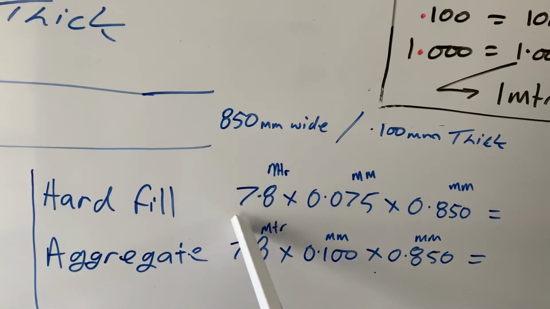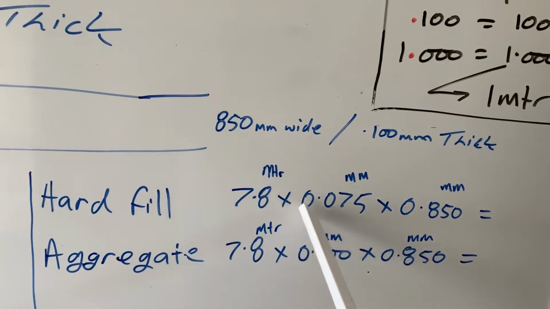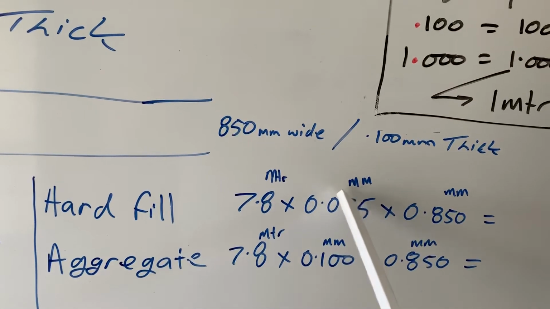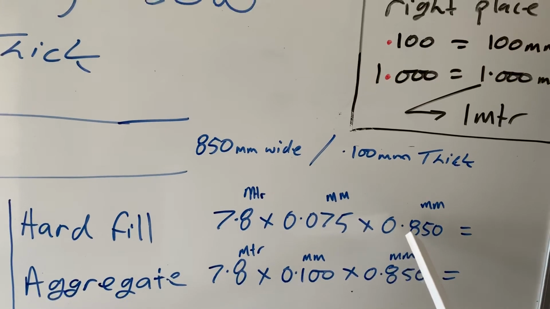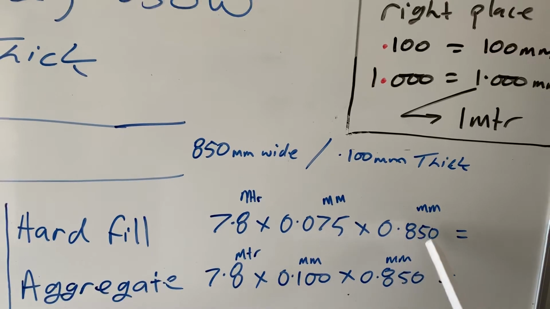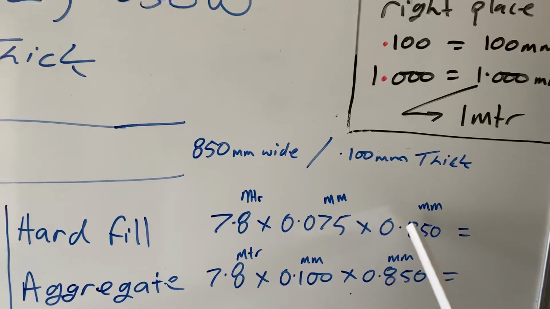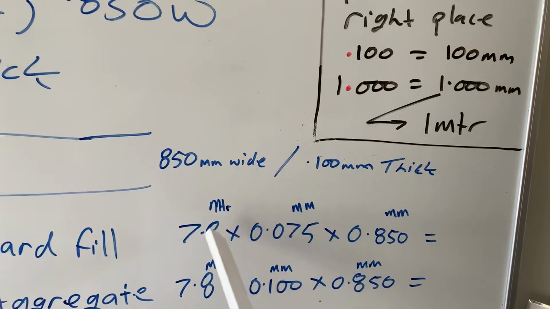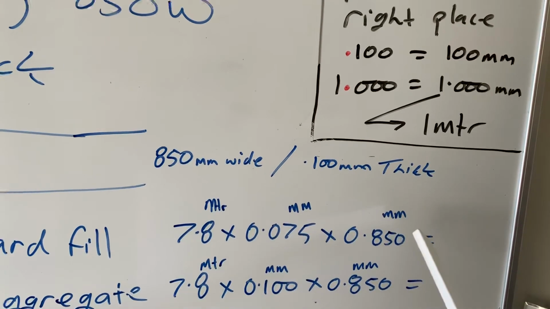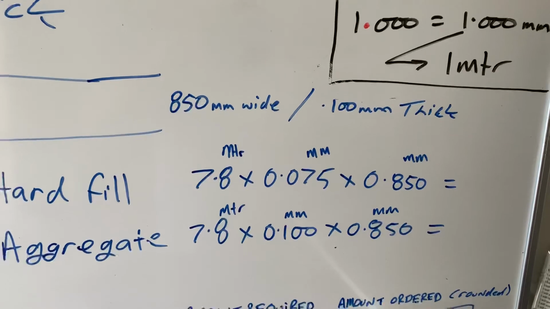So you've got 7.8 long by 0.075, which is 75 millimeters written out in meters, thick, and 0.850 wide. So you do that calculation. All you're doing is timesing those numbers together, and then you put that in your little box down here.